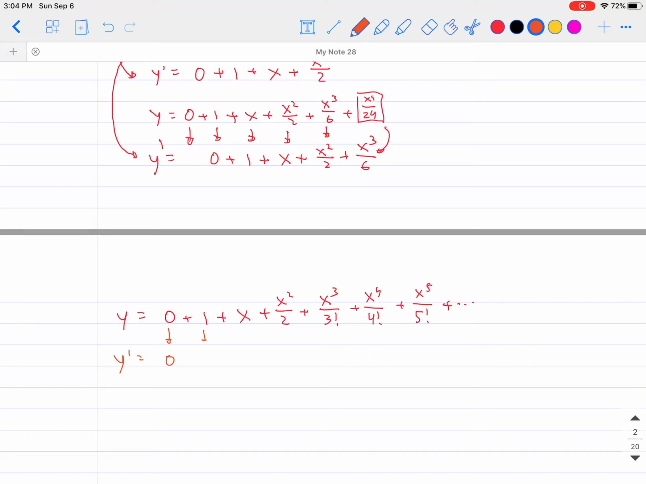Here, if I take the y prime of this guy, let's see. The derivative of 0 is equal to 0. The derivative of 1 is going to be 0. The derivative of x is going to be 1. The derivative of x squared divided by 2 is going to be x. The derivative of x cubed divided by 3 factorial will be x squared divided by 2. And then we have x to the third divided by 3 factorial, and then x to the fourth divided by 4 factorial, and so on and so on.